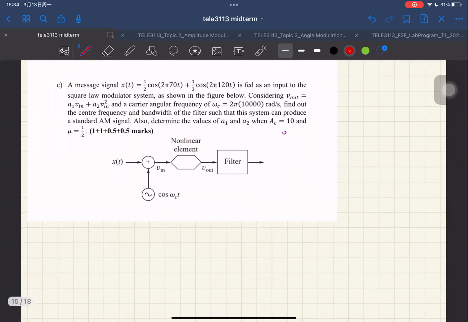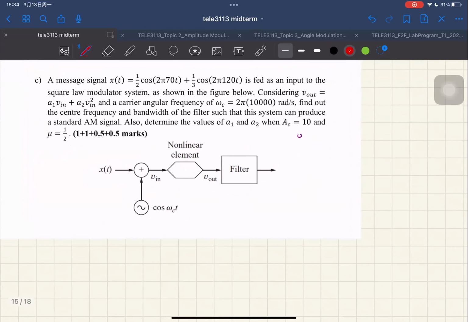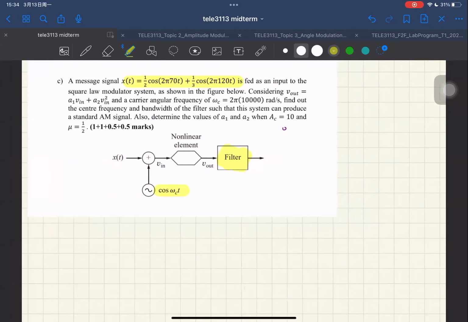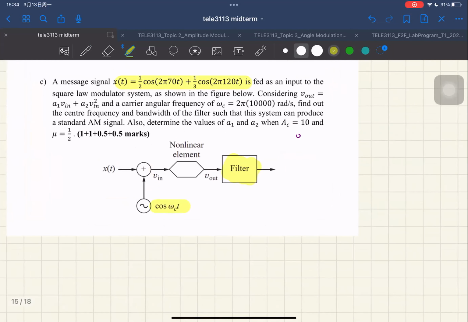Okay, so this is a really tricky question for that year paper. It seems really complicated, right? You've got a very complicated x(t), and then you add a local oscillator signal, which is cos omega_c t, feed it into a nonlinear element block and get a V out. Then you pass it through a low pass filter and find the range for this field. So this question looks really tricky, and there's a trick to do it.